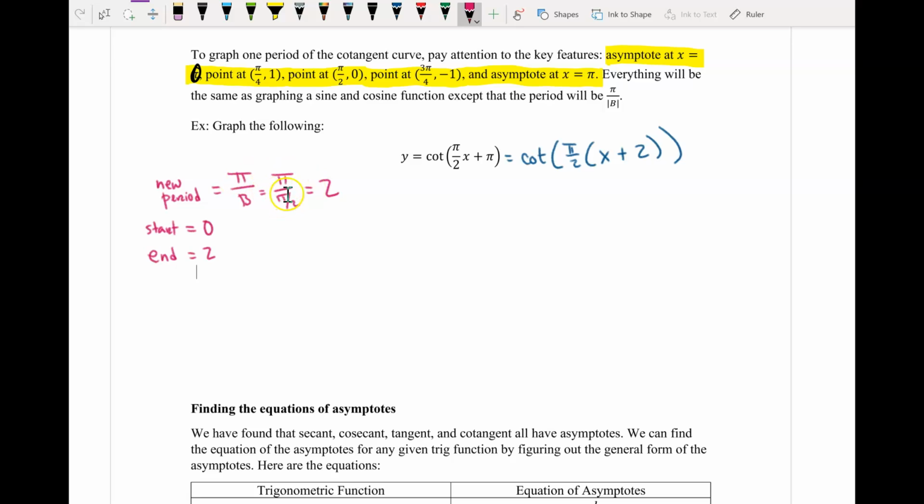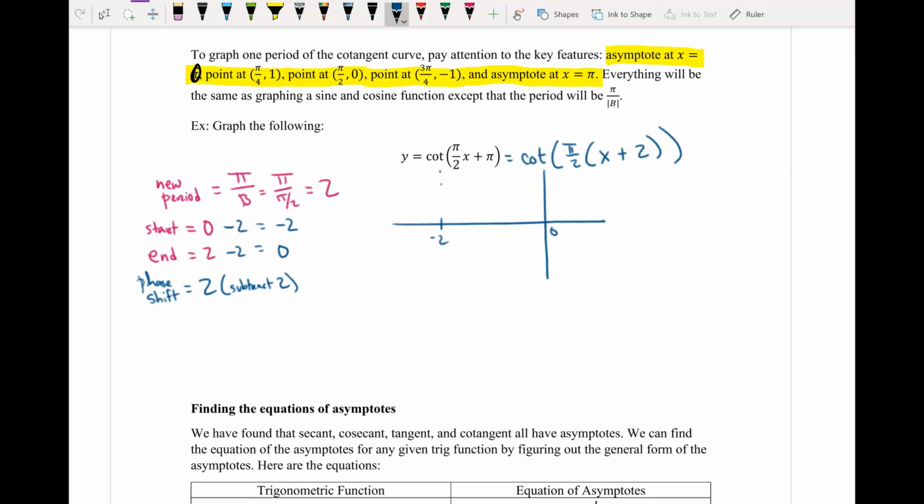All right, and now I'm going to look at the phase shift. The phase shift is just going to be 2 units. Notice that it's a positive, so it's going to be subtracting 2. So I'm going to subtract 2 from these two guys. Now it's going to start at -2 and it's going to end at 0. So I'm going to start at -2 and I'm going to end at 0. So here are my asymptotes.